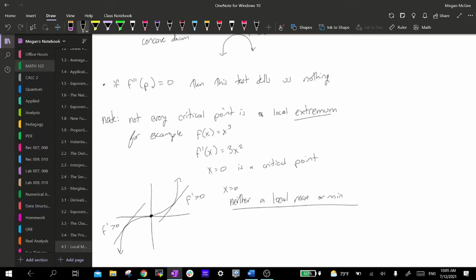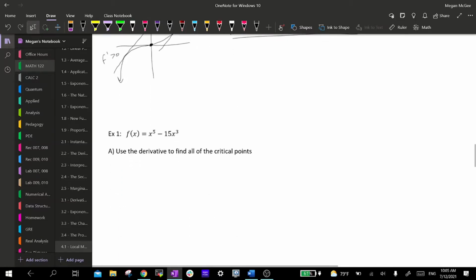X is equal to 0 is neither a local max or min. It's still a critical point, all right, but it's not any kind of extremum. Now we are ready to jump into our first example. So part A, use the derivative to find all of the critical points.